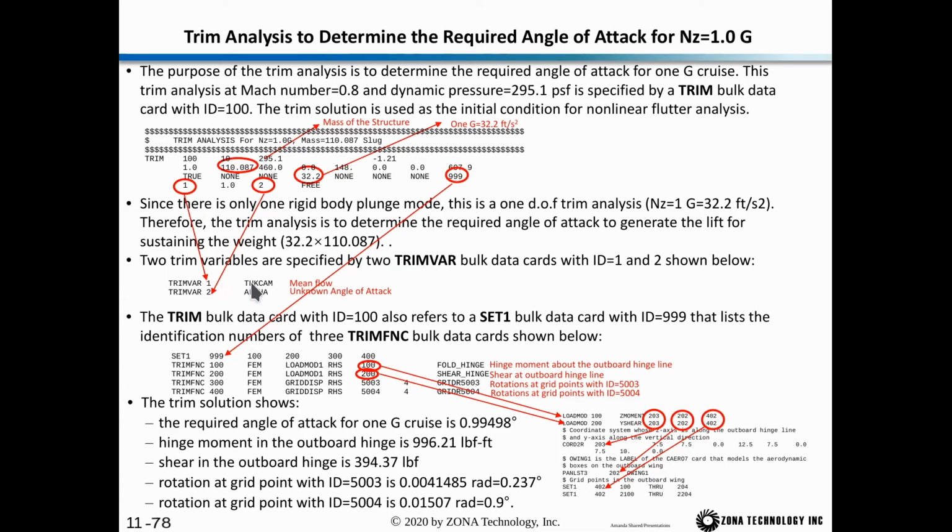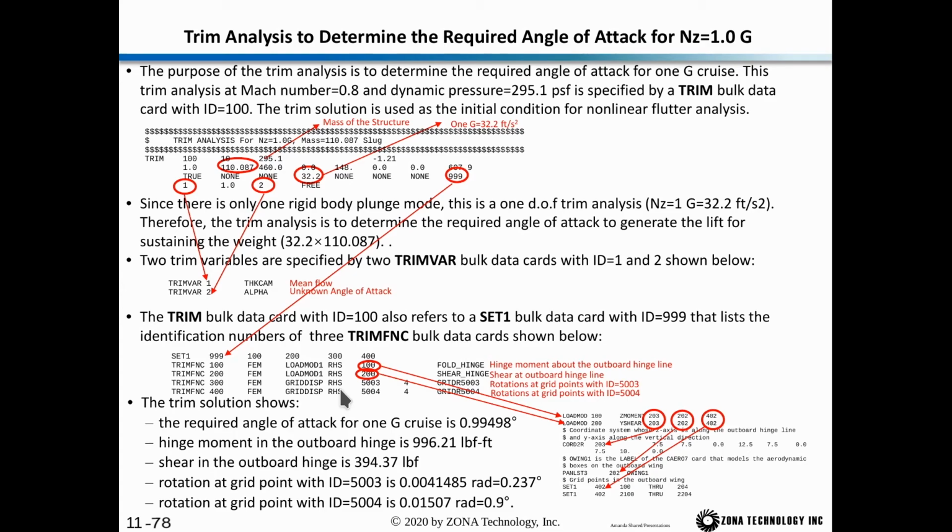So TRIMVAR 1 is THICKCAM, which is set to 1. This is the mean flow. And then TRIMVAR 2 is ALPHA, which is set to free. So this is the unknown angle of attack, which the trim module will solve. And the TRIM bulk data card refers to a SET1 card that lists the identification numbers of the trim function cards as shown here.